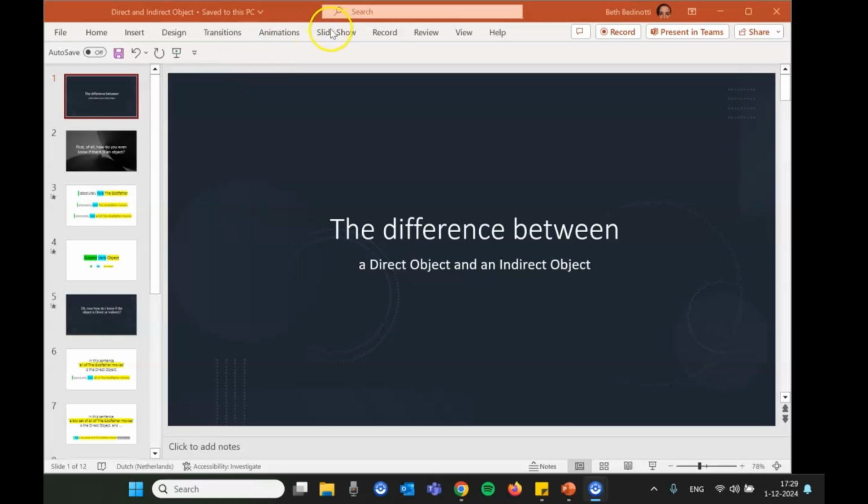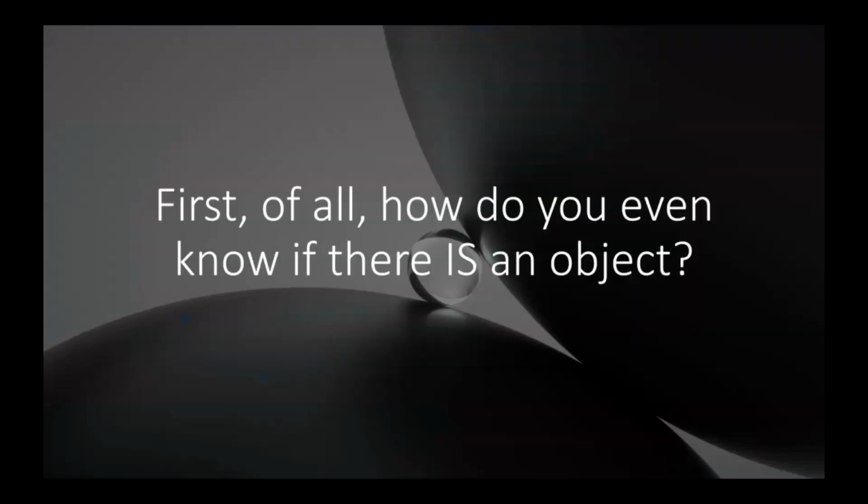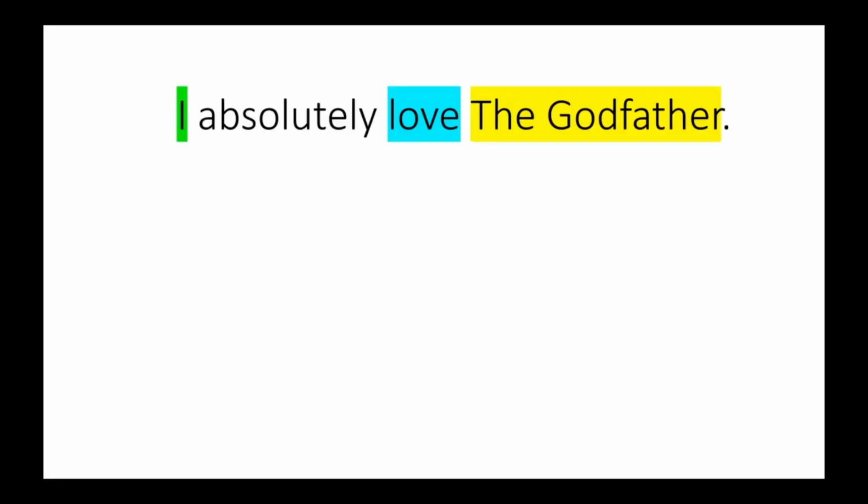Let's talk about the difference between the direct object and indirect object in a sentence. But first of all, how do you even know if there is an object? Well, my advice is usually to start with the verb. Here the verb is love. The object will come right after the verb. So the Godfather is the object.